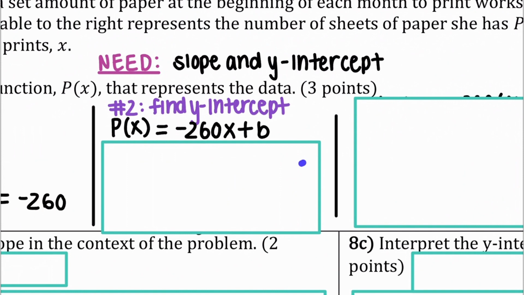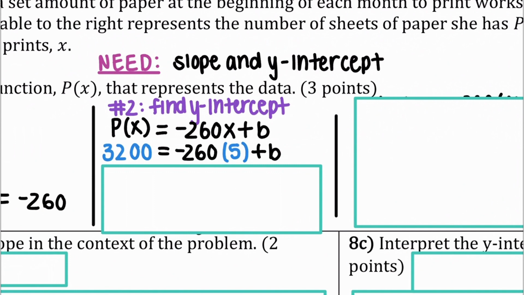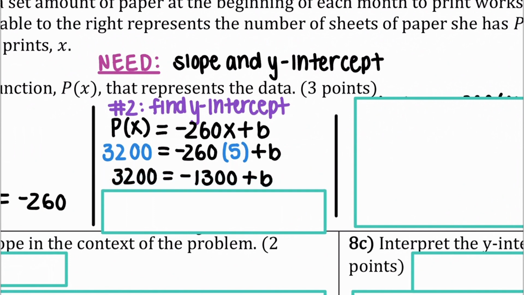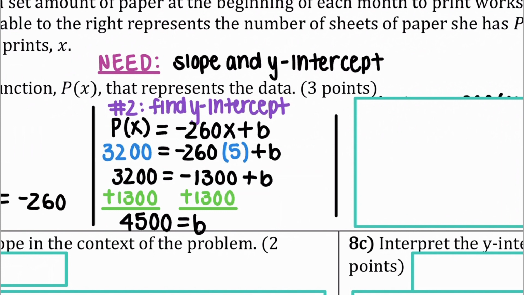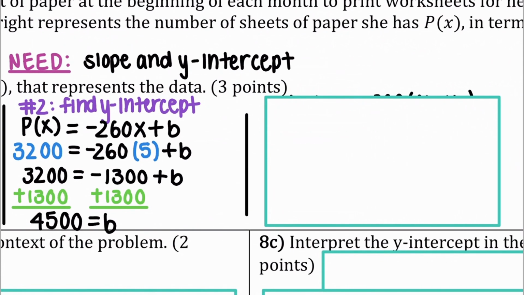So substituting 5 comma 3,200 gives us 3,200 equals negative 260 times 5 plus b. And then solving for b gives us b equals 4,500. So that is going to be our y-intercept. So that's one way to do it.